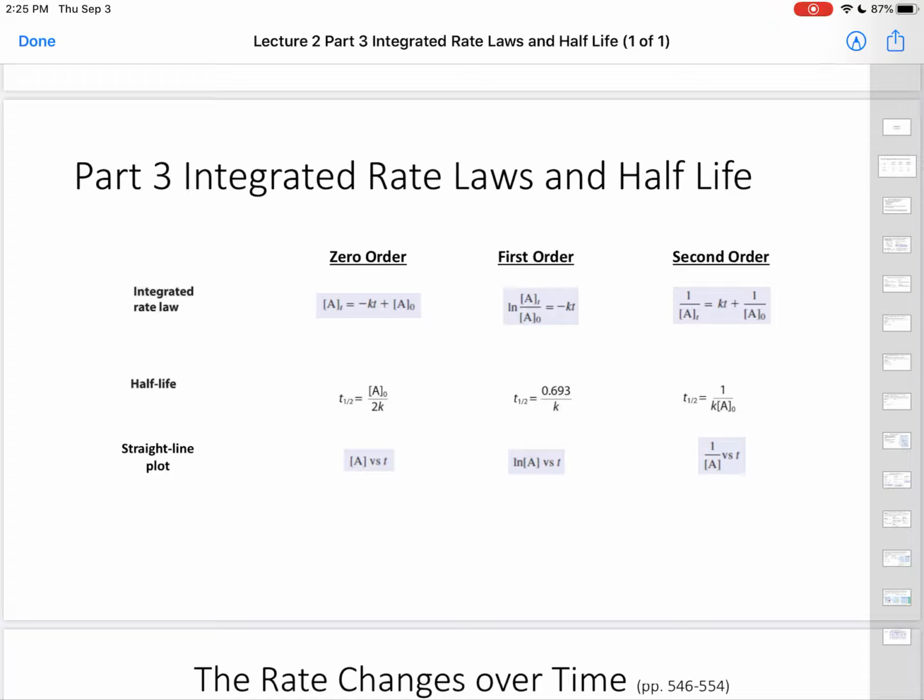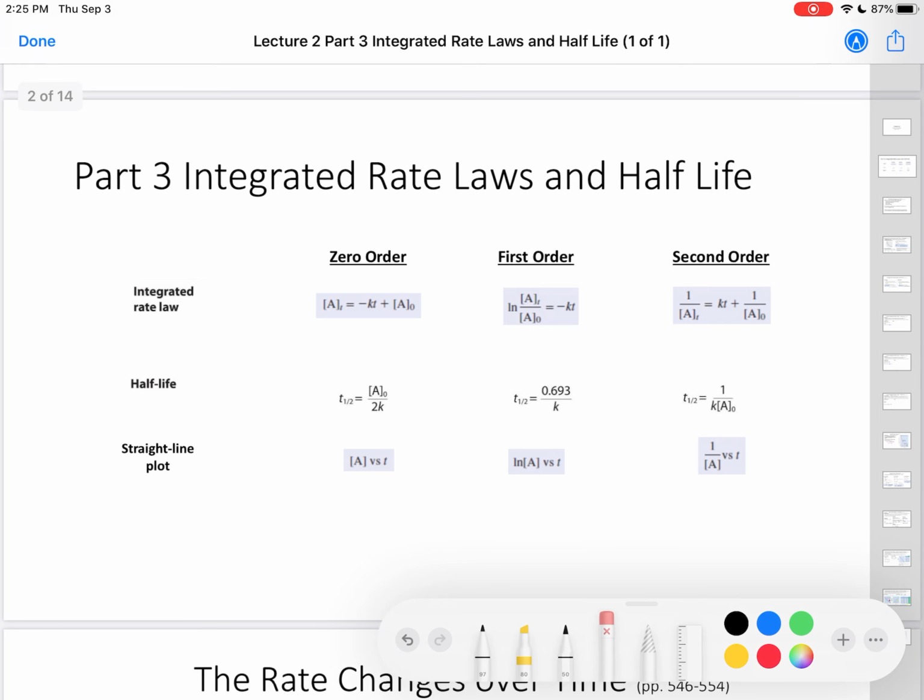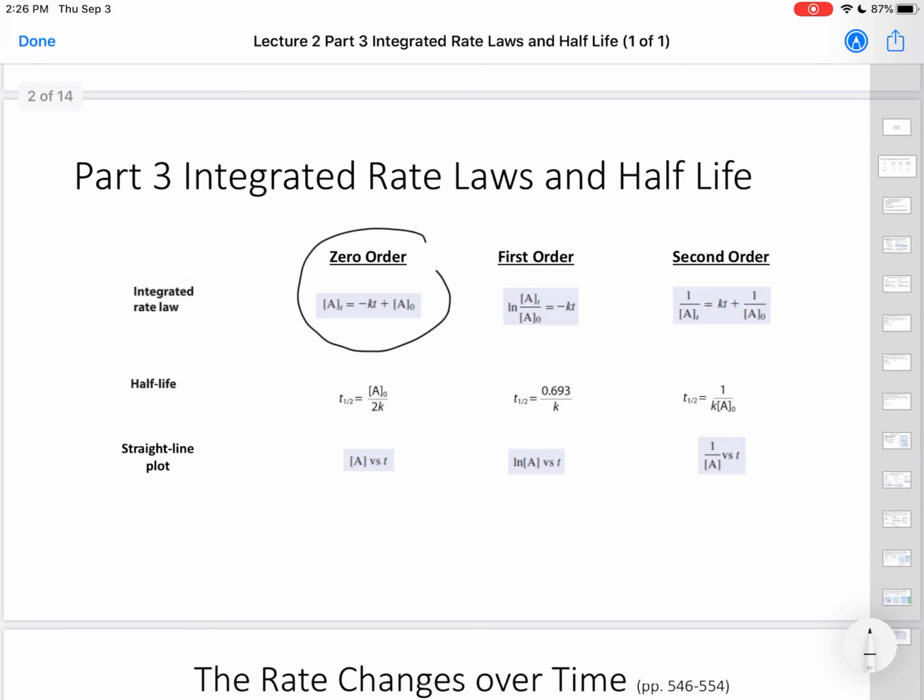If you have time, I would stop the video right now, or pause the video, and go ahead and write these six equations down. There are three integrated rate law equations, so this is one of them. This is for zero order. This is for first order, and this is for second order. Okay, these are called the integrated rate laws.